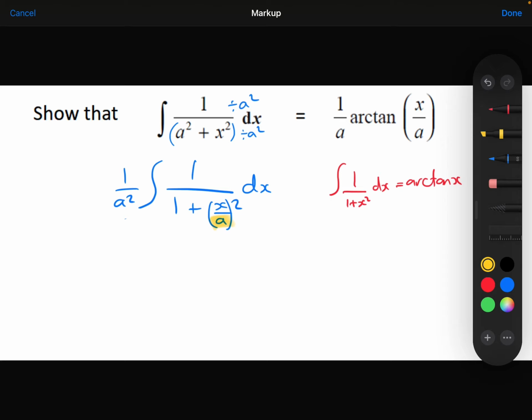So let's do that. I've got the 1 over a squared at the front. Integrating this function will give me arctan x over a. And then by the reverse chain rule, I need to divide by 1 over a, which is the same thing as multiplying by a. Hence, we have a 1 over a coefficient.